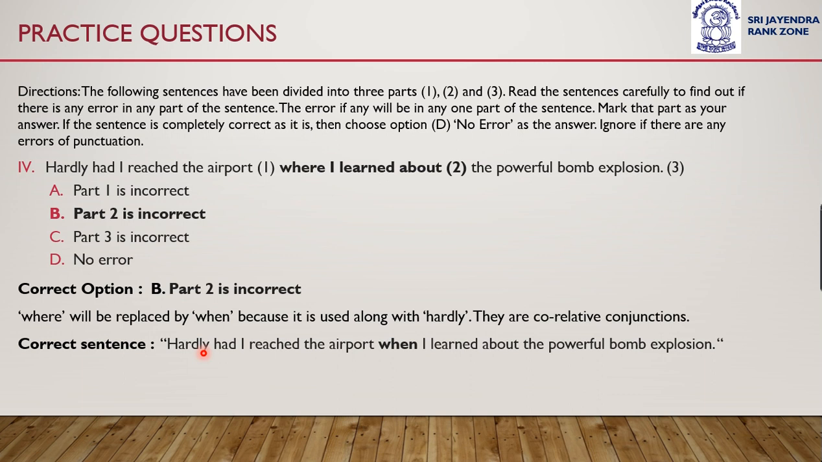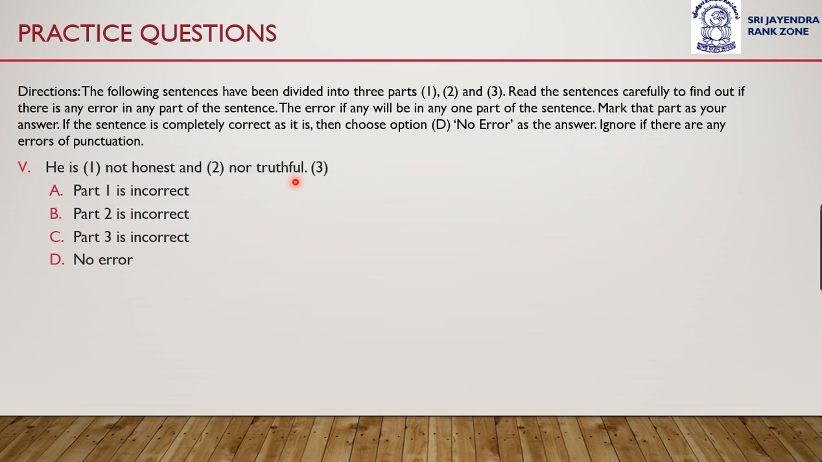Option B, part 2 is incorrect. Instead of where, when should be used. Why? Because correlative conjunctions. I hope this question is also clear to all the students. Let's move on to the fifth question. He is not honest and nor truthful.